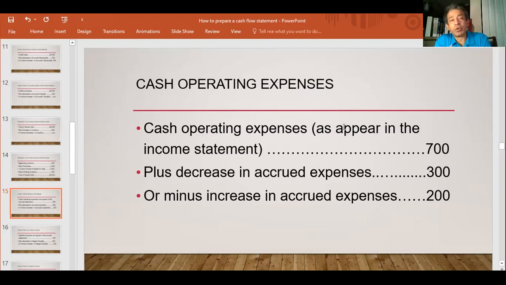Plus decrease in any accrued expense. Accrued expense decreases when? When does it decrease? When you pay more than you incur. Let's say I buy groceries from your store. I bought $1,000 worth of groceries, and I paid you $1,000. If that happens, would my payable go down at all?